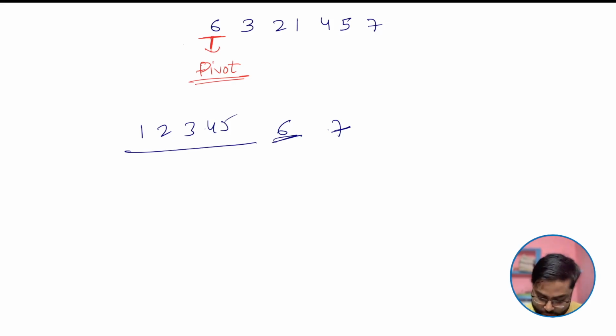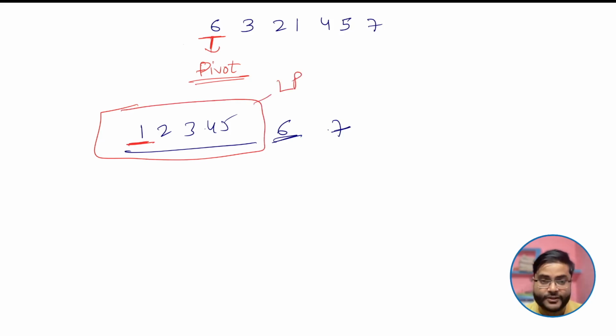Let's say I choose the first element as the pivot from this portion. This is the left portion, so I will choose the pivot from the left portion. This can be in any order, right? 1 2 3 4 5 can be in any order. So for example, I am taking it. Let's say I choose 1 as a pivot.